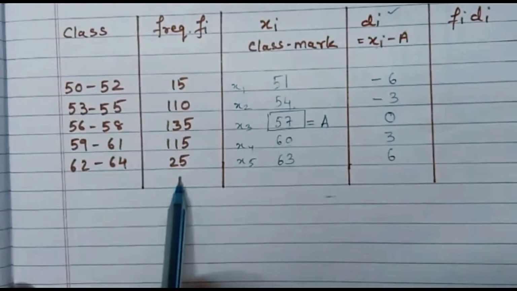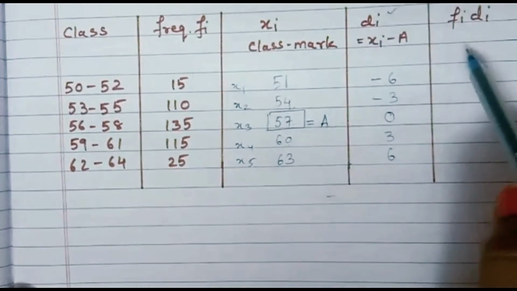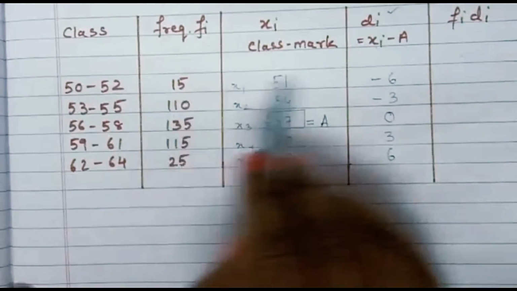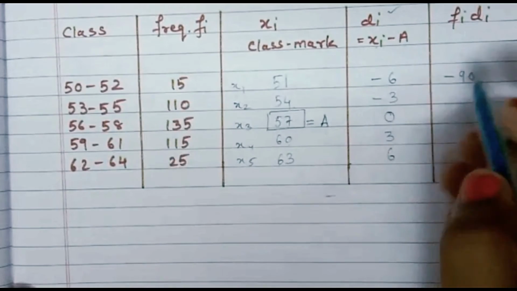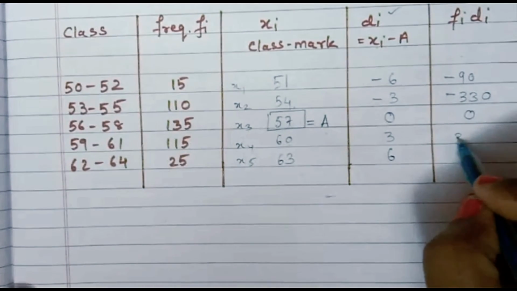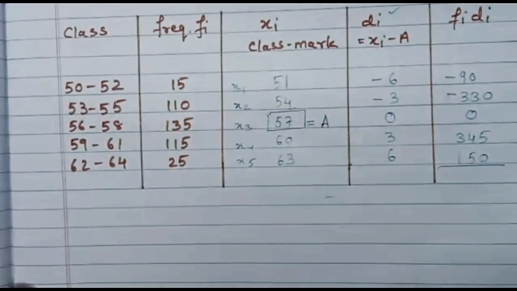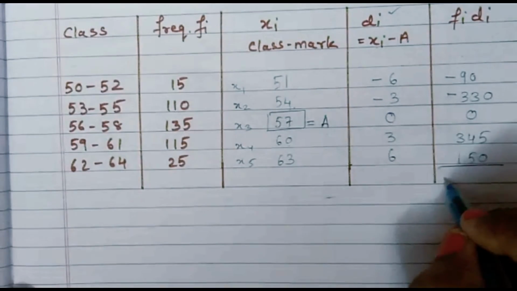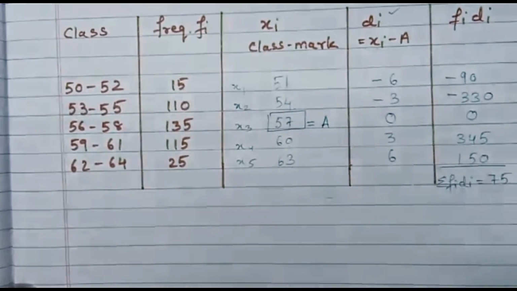Now multiply the second column with the fourth column, that means the value of fi with di. So we will be getting the product fi di as 15 into minus 6, minus 90, 110 into minus 3, minus 330 and so on. This will be 0, 345 and 150, right? Now if you calculate the total of all this, you will get the summation sigma fi di, which is equal to 75.